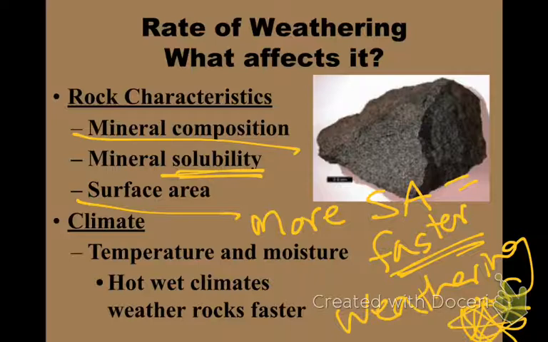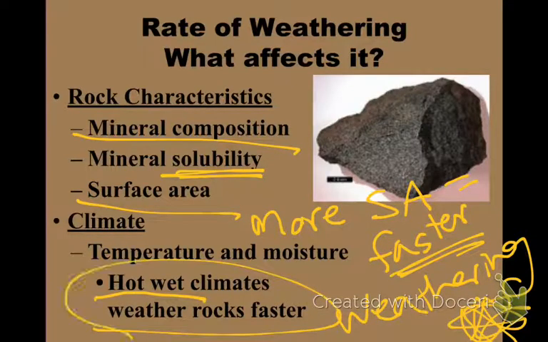And then the last thing that can affect the rate of your weathering is the climate. The specific climate that causes weathering to happen the fastest is hot, wet climates. So your warm, moist climates, like the tropical rainforest, is what's going to cause weathering to occur the fastest. So areas like your tropics are going to have a higher rate of weathering than areas such as the poles because it's much warmer, there's a lot more moisture.